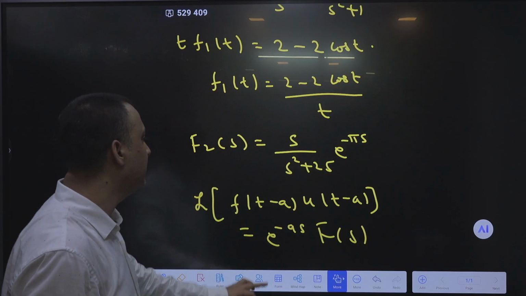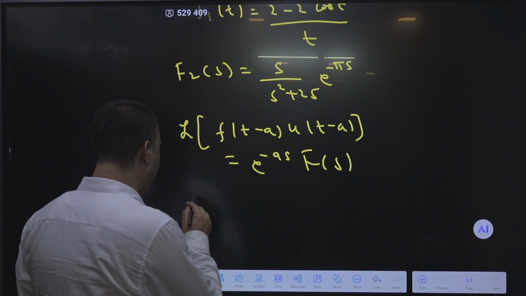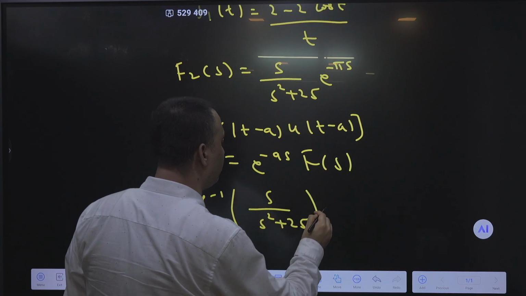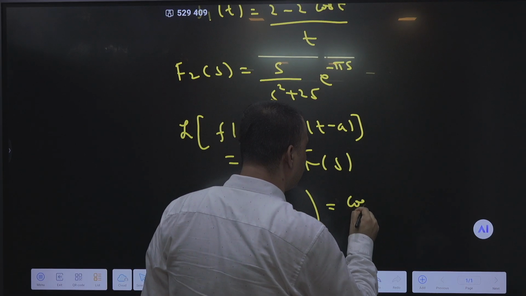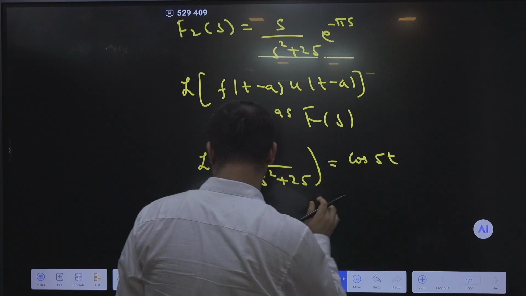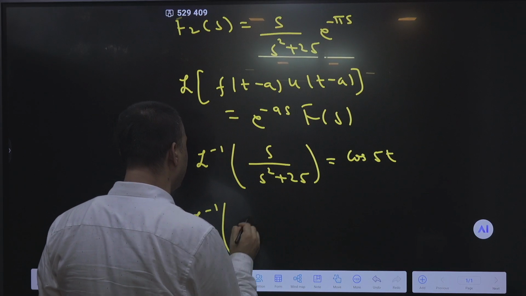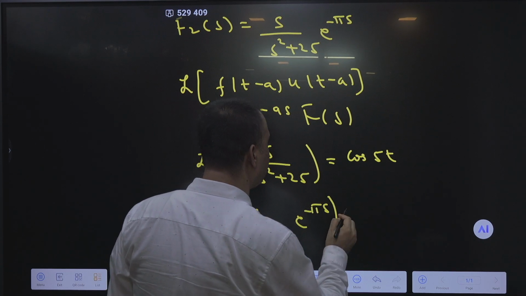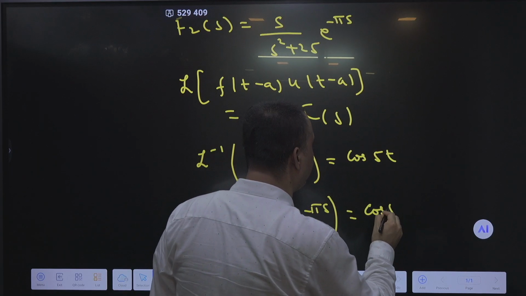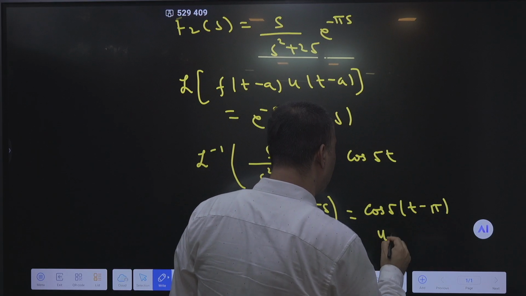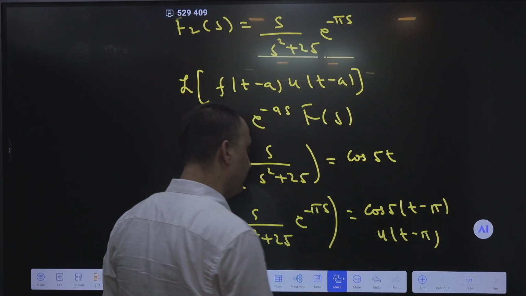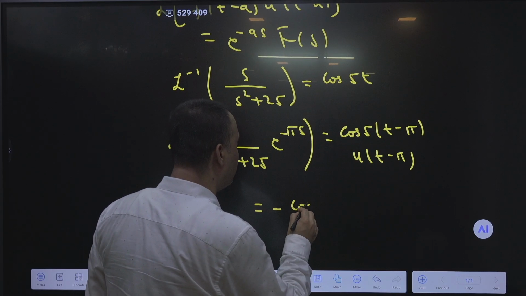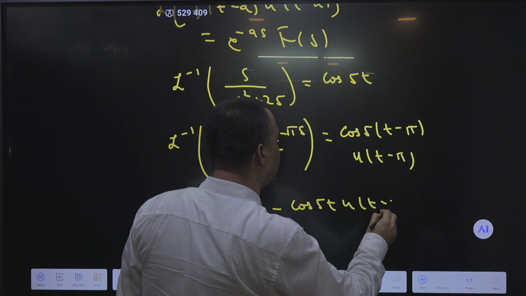If I use this, we know very well that the Laplace inverse of s/(s² + 25) is nothing but cos 5t, and the Laplace inverse of s/(s² + 25) e^(−πs) would be cos(5(t − π)) u(t − π). Okay, so that is the thing. So I can write this as −cos 5t u(t − π).